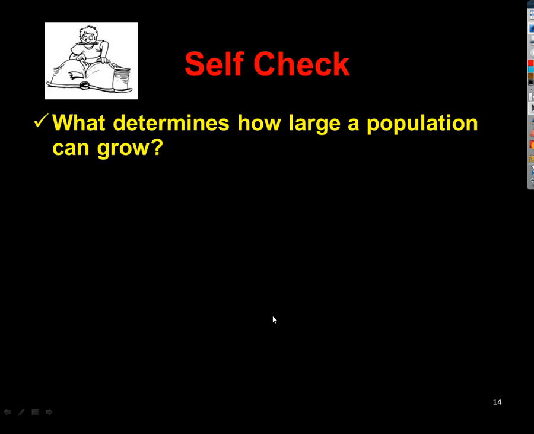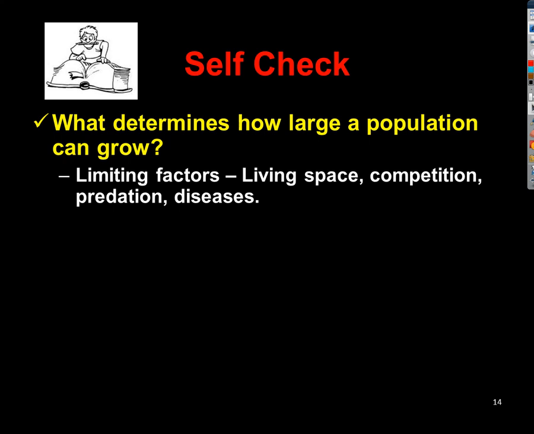All right. You can go through the self-check here of what determines how large a population can grow. So what are some of the things that can determine how large a population can grow? Limiting factors: living space, competition, predation, diseases. Those are the things that can determine how large a population is going to be able to grow.